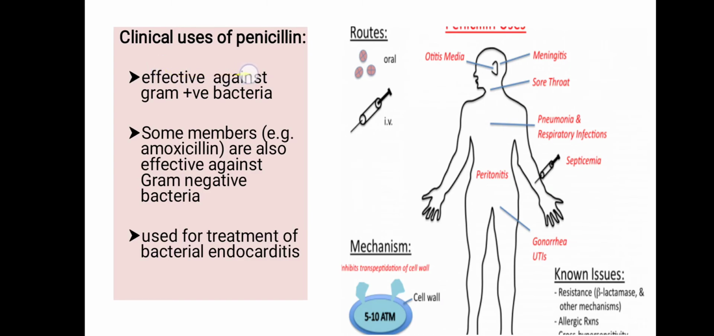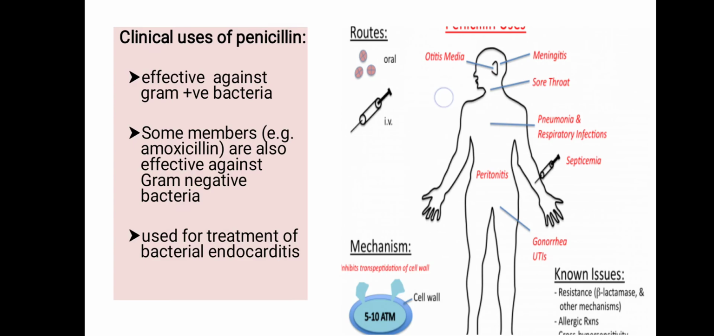Finally, let us look into the clinical uses of penicillin. This penicillin is effective against gram-positive bacteria, and some of the derivatives or members of the penicillin family, that is amoxicillin, are also effective against gram-negative bacteria, and they are used for treatment of bacterial endocarditis. This is the figure of the human being, and you can see over here that penicillin can be administered by both routes, that is by oral route as well as by the IV method, that is intravenous.